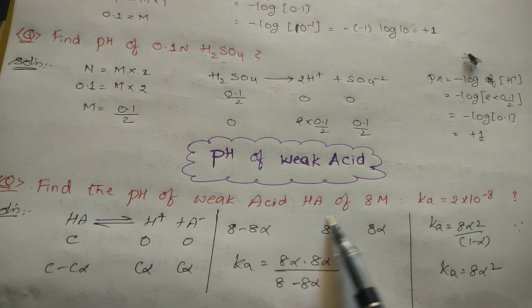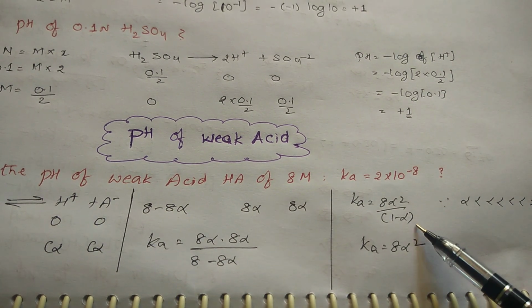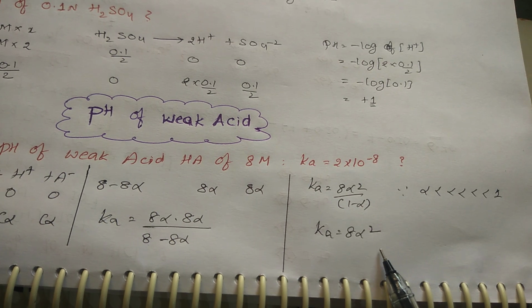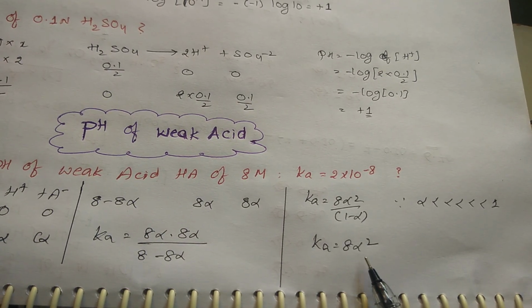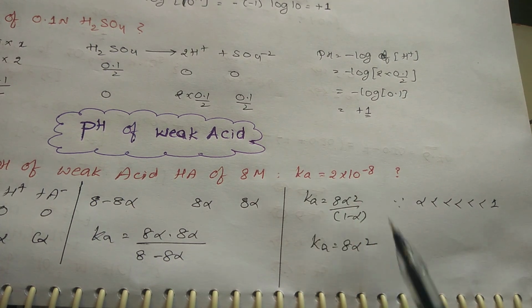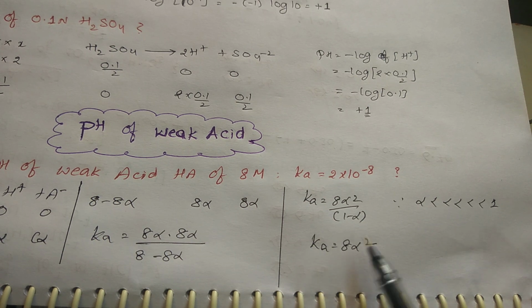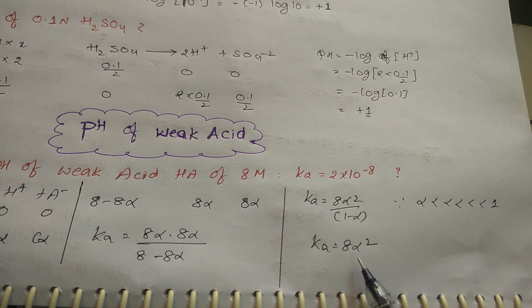Ka will be equal to product concentration, 8 alpha, by reactant concentration. Ka will be equal to 8 alpha square by 1 minus alpha. Alpha is very, very less than 1, so Ka will be equal to 8 alpha square. Okay, students, find out the value of alpha. The Ka value he has mentioned is 2 into 10 power minus 8, and 8. If you send this side, it comes into the denominator, and you send the square this side, it becomes root. Root of Ka by 8. That becomes the alpha value.